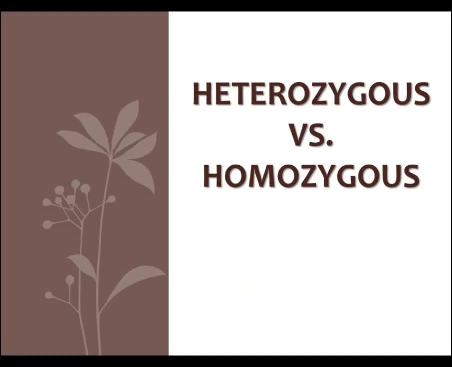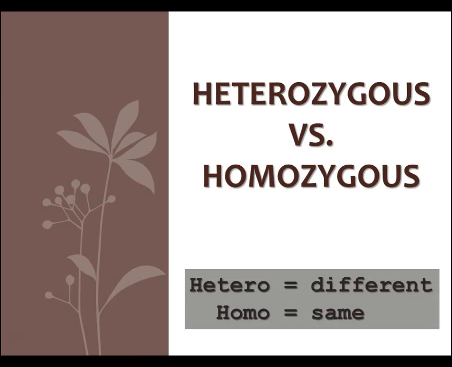Okay, let's do a really quick primer on heterozygous versus homozygous. A couple things to know. Hetero meaning different. You're probably familiar with the term heterosexual. Homo meaning the same. Probably also familiar with the similar term homosexual. Heterosexual is someone who's attracted to the different gender. Homosexual is someone who's attracted to the same.